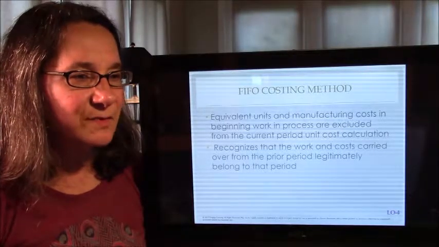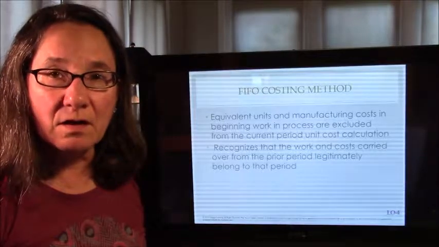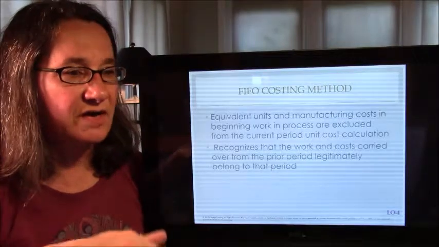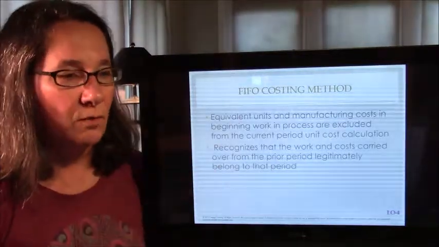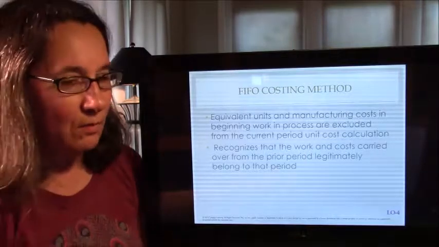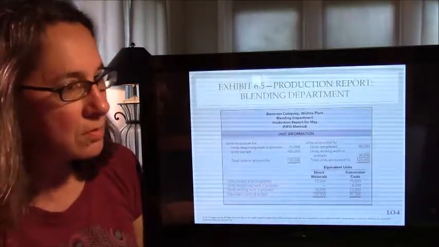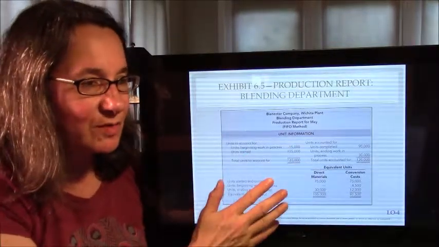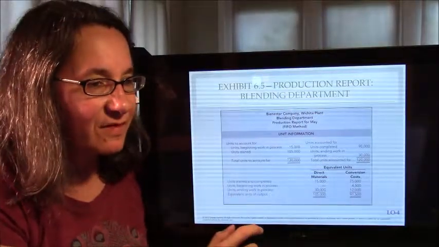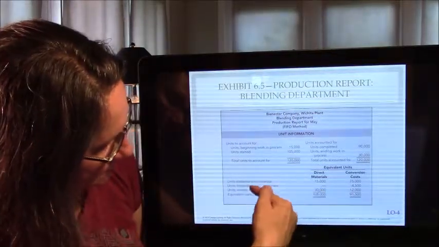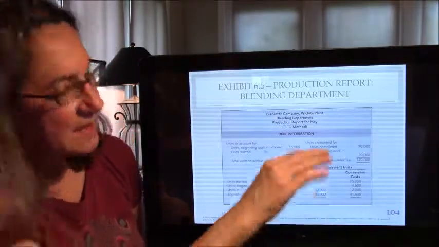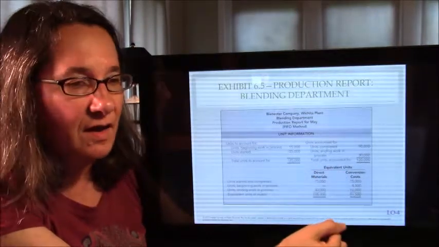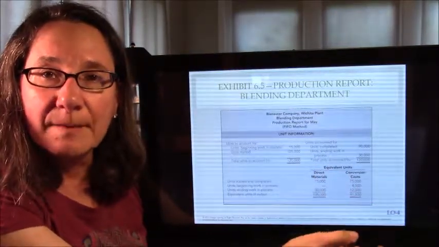All right. So the equivalent units from the beginning work in process are excluded because they got counted in the last month. And the work cost carryover from the ending work in process. Here's an example of a production report using FIFO. If you look here, you'll see there's no beginning work in process in the equivalent units because we assumed they went out, they were costed in the last month.